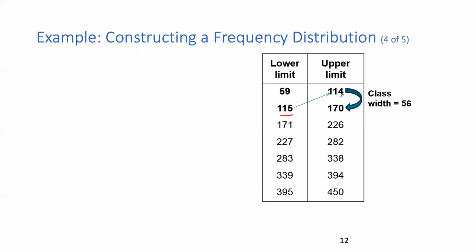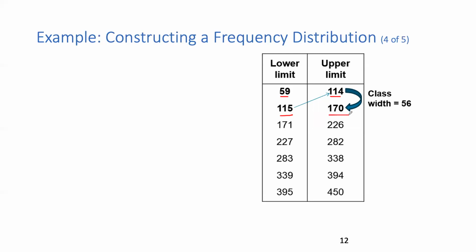So I close it off at 114. And this tells me that my first bin, the first box or the first class that I'm going to have, is going to contain all the GPS numbers which are between 59, which is the lower limit, and 114. The second class will contain all those GPS prices which start at 115 and end at 170.